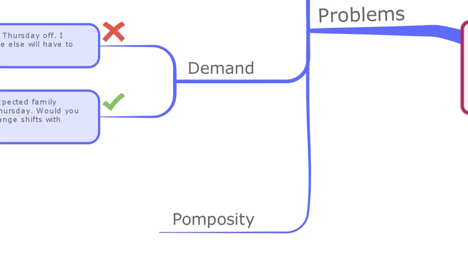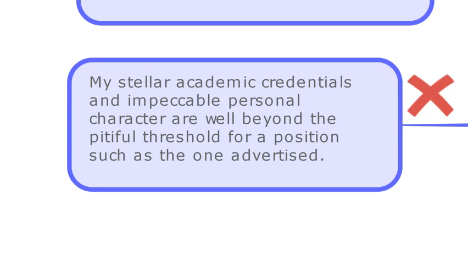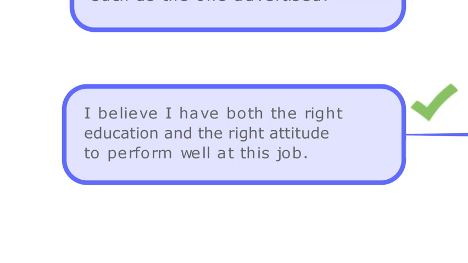Pomposity is another great sin of tone. Pomposity is kind of a form of insincerity. It means using words that are too elevated for the occasion. If you're applying for a job and you write a sentence like this, the person who writes a sentence like this might think they're just saying how great they are, but in the process, they're insulting the job, and they're using words that are too big for the occasion. Better to use fewer words, simpler words, and more straightforward words.